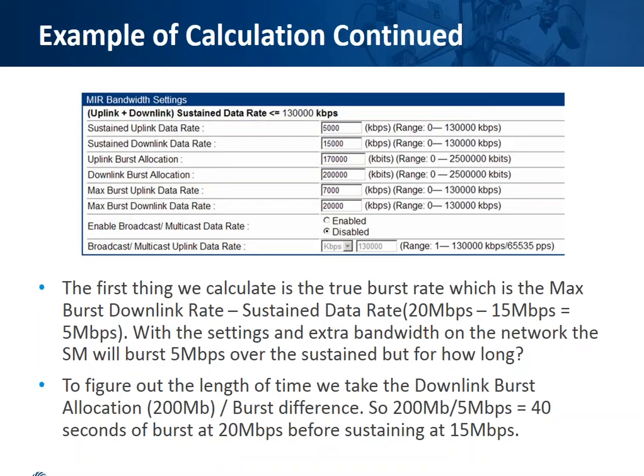But the million-dollar question is normally, for how long will this last? WISPs, any kind of operators, like to know exactly how long it'll last so that they can make sure that they scale the customer down to what they're paying for. The way that we figure that out is we take the downlink burst allocation, again how big the bucket is, 200 megs, and divide that by the burst difference, which is 5 megs. So 200 divided by 5 gives us 40. That burst duration is going to last 40 seconds, where the customer will get 20 megs before sustaining at 15 megs.